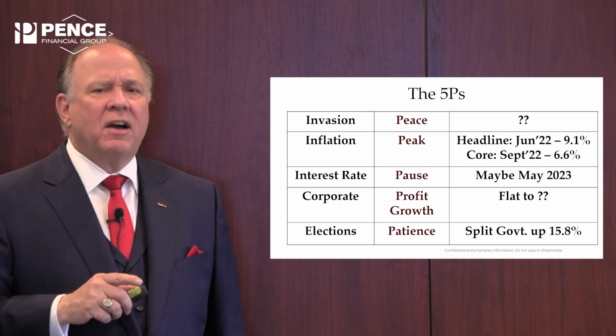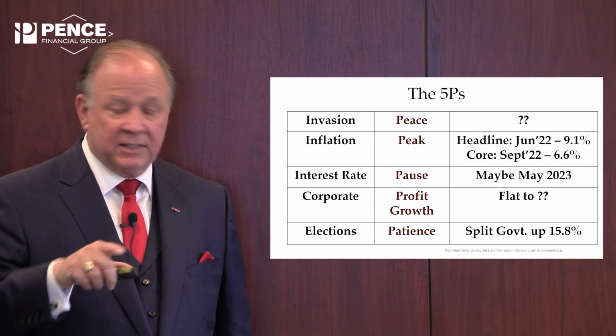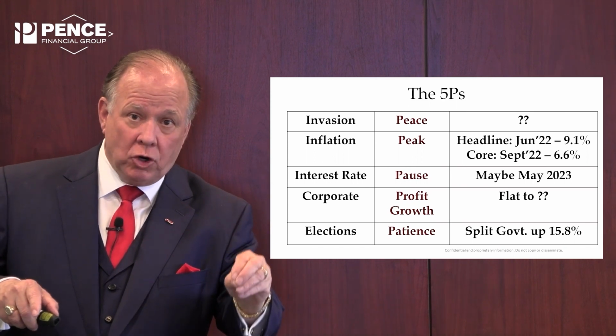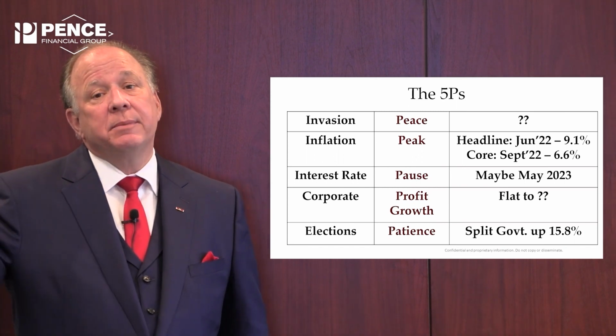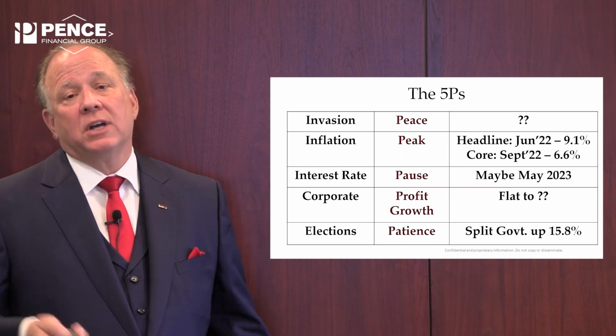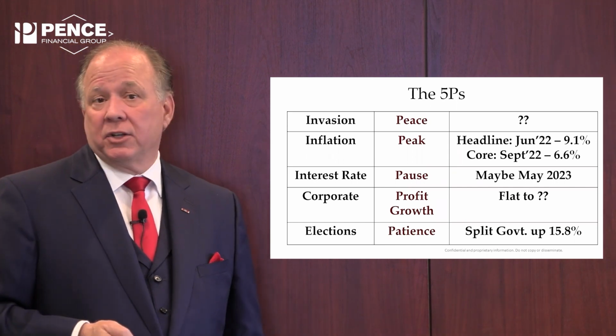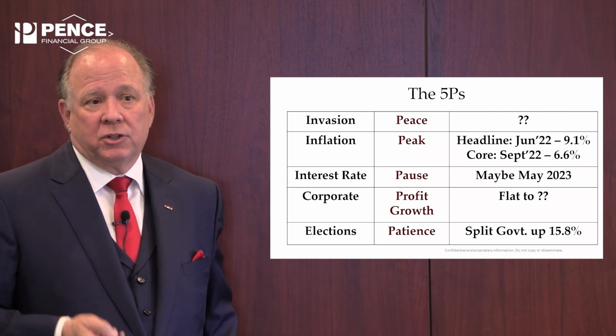And with elections, I still have this on here because it's important to recognize historically, when you have split government after a midterm election, the market tends to be up. The S&P 500 tends to be up on average about 15.8%. So that bodes well for the back end of the year if we just kind of follow these historical averages.